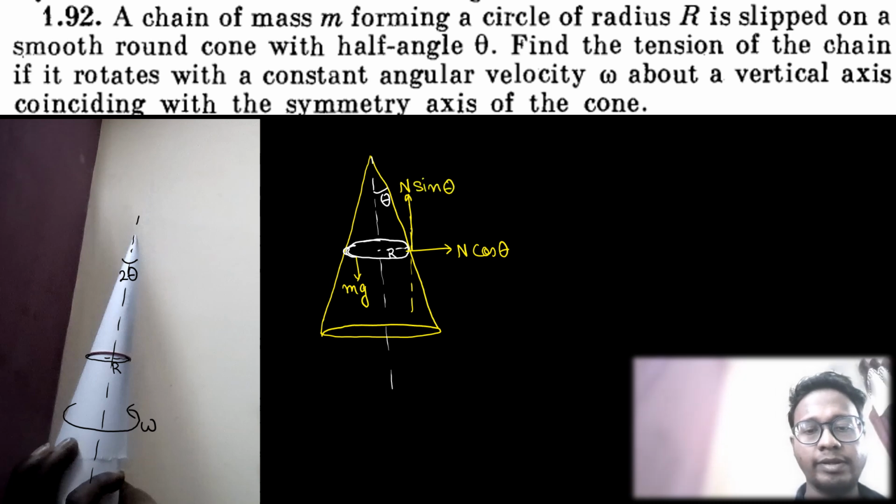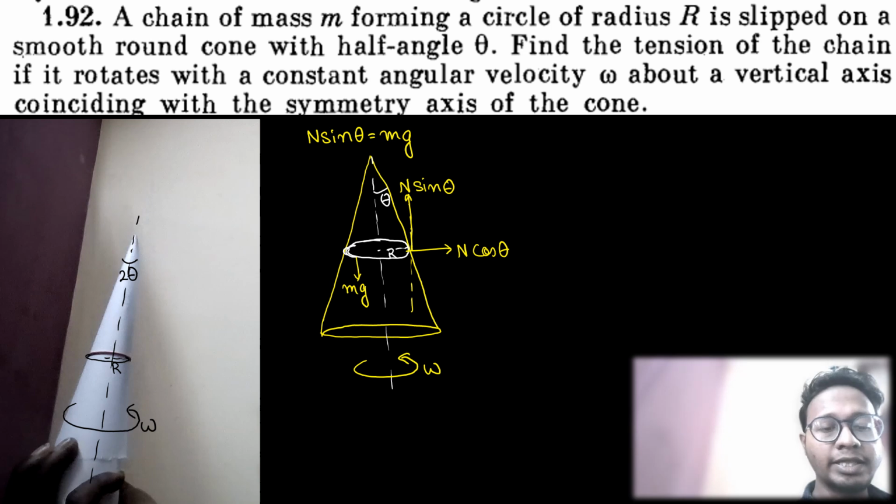Okay, now see, this N component of sine theta, this N sine theta, is balancing out the mg force, or is balancing out the gravity force. So N sine theta is equal to mg. Okay, this ring is rotating with angular velocity omega.